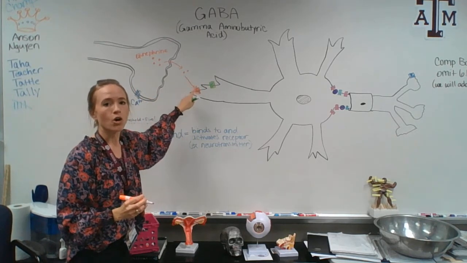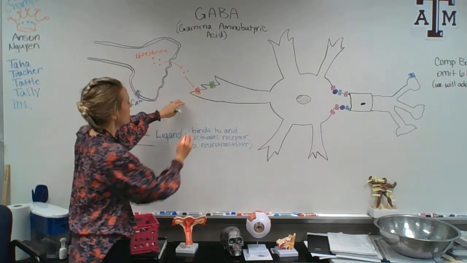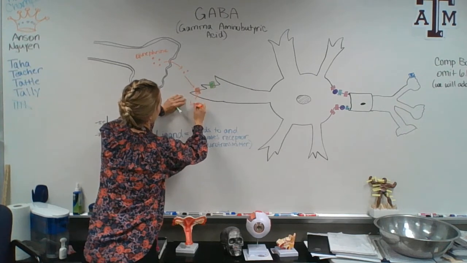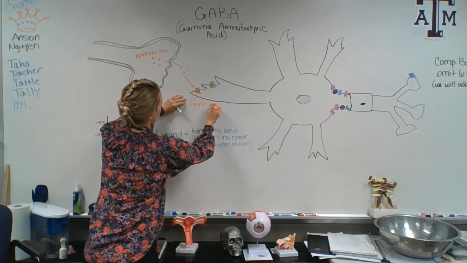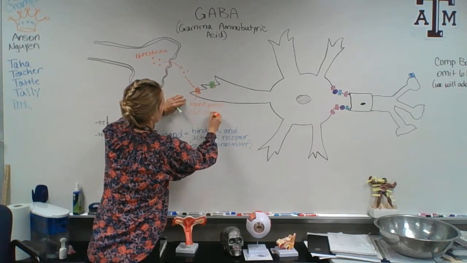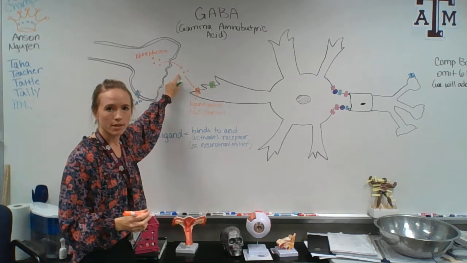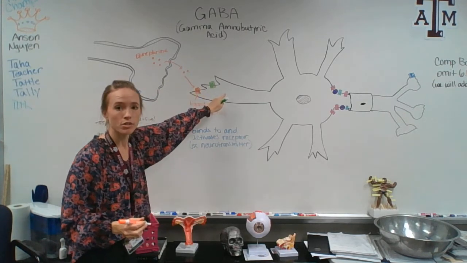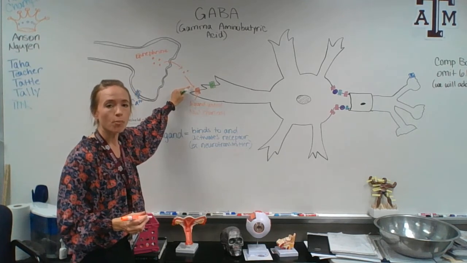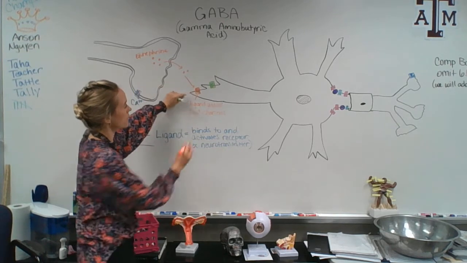So when this opens, only sodium can come in, which is positively charged. So this is a ligand-gated sodium channel. And the ligand is the neurotransmitter. It never enters the postsynaptic cell. It binds to the receptor, opens the channel, and then gets recycled back into the presynaptic neuron.